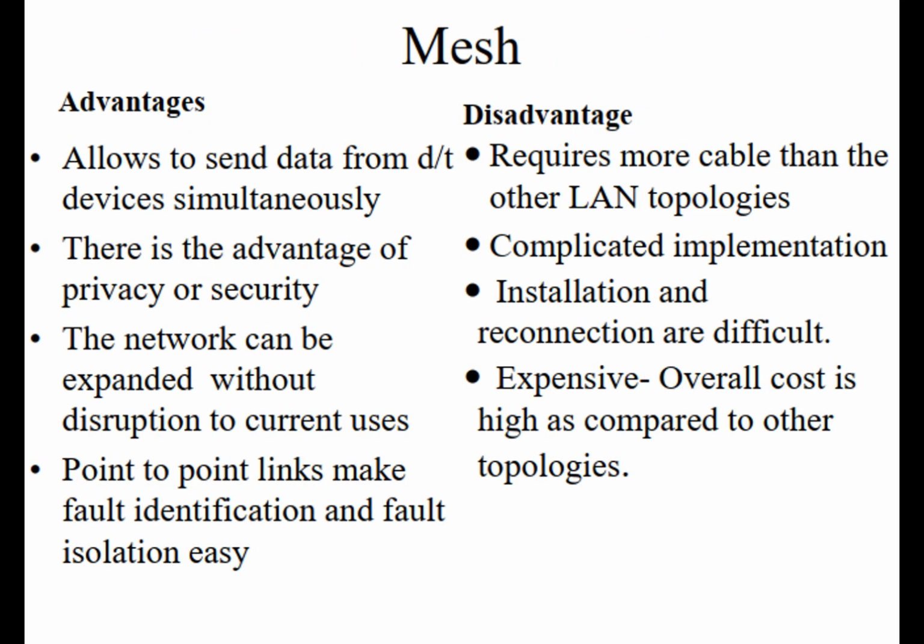Mesh advantages and disadvantages. It allows data to be sent from different devices simultaneously. There is the advantage of privacy or security. The network can be expanded without disruption to current users. Point-to-point links make fault identification and fault isolation easier. However, it requires more cable than the other LAN topologies. Implementation is complicated, and installation and reconnection are difficult. It is expensive, with overall cost high compared to other topologies.